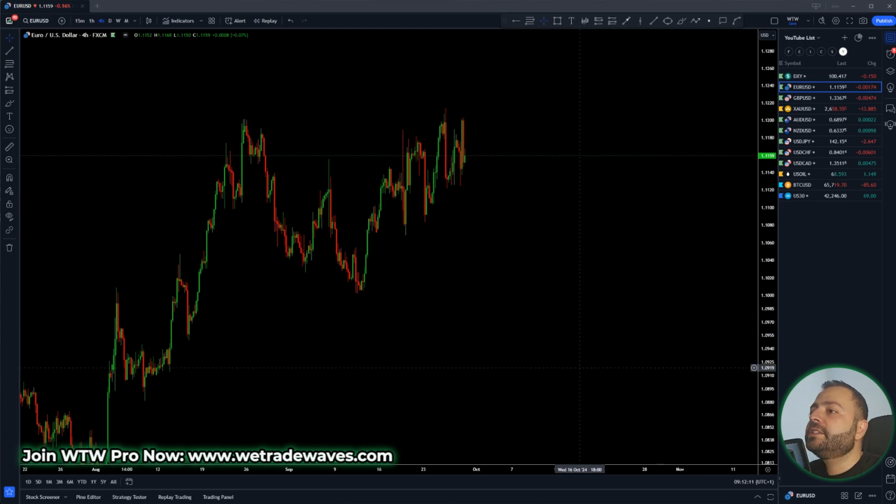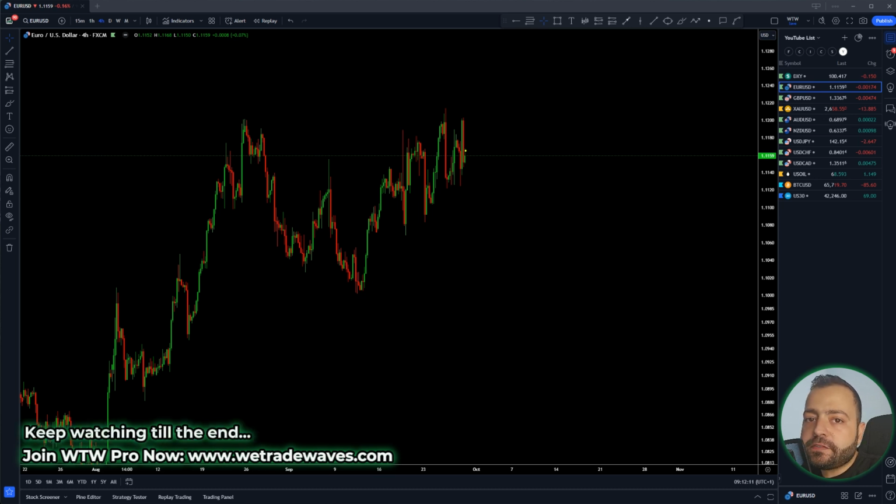Okay, so back to EUR/USD for this one. If you want to trade any wave, our bias for this one is towards the upside. This is what we'll look for, and this is what we'll trade if we get our setups.